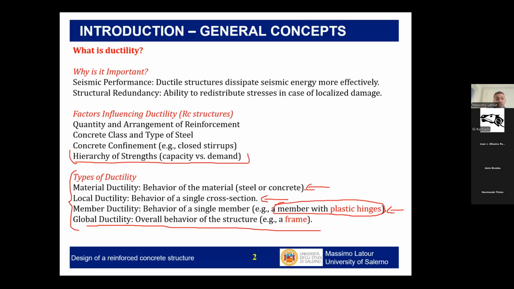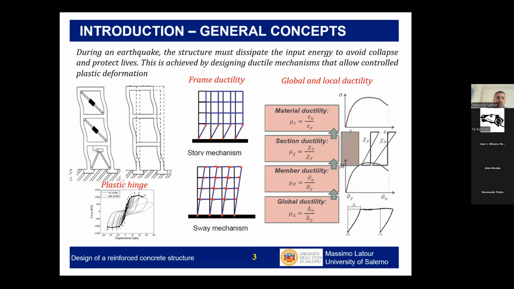So it is important to remind that there is no global ductility if there isn't member ductility, local ductility, or material ductility. All these aspects are interconnected. They are not independent. So this is summarized also here.